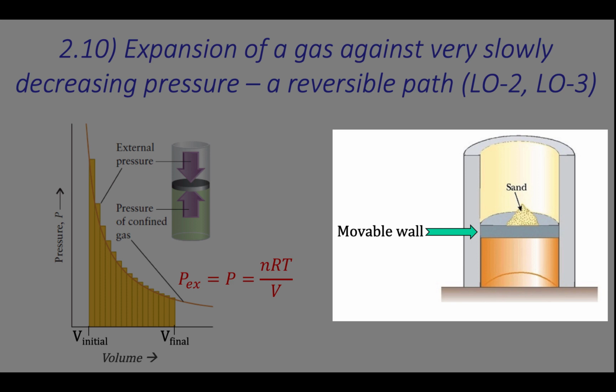This is a nearly reversible expansion because at any point along the way, if we added a grain of sand to the pile instead of removing a grain of sand, the process would reverse and the expansion would turn into a compression.